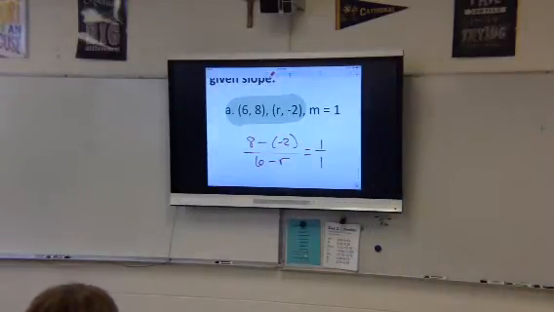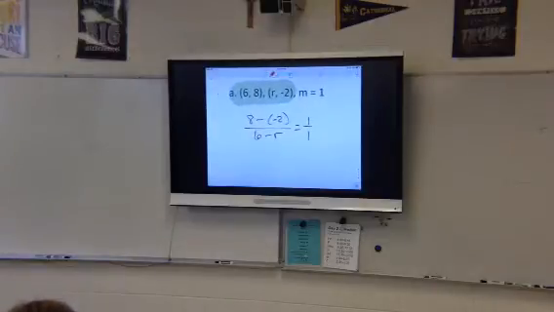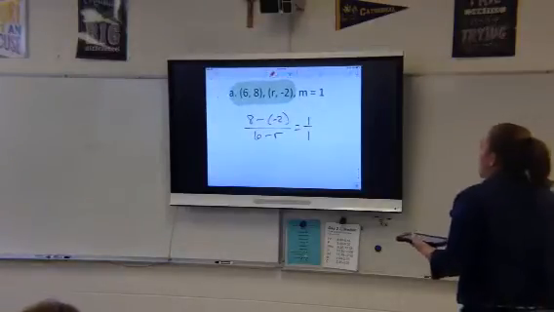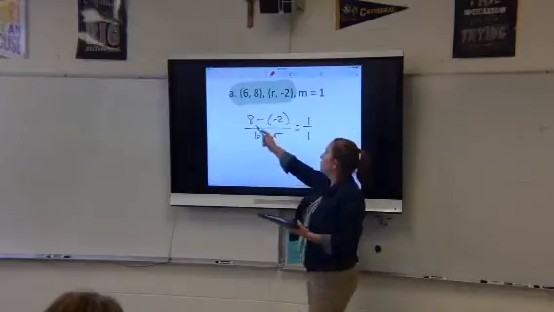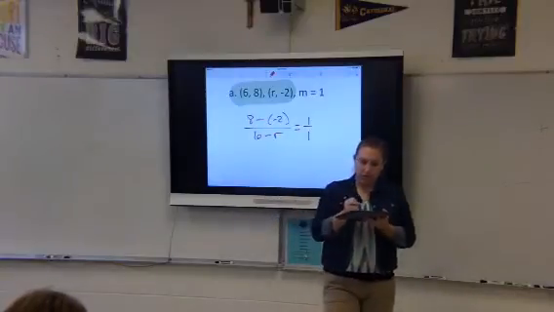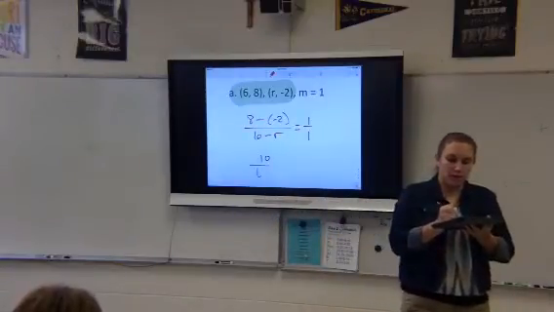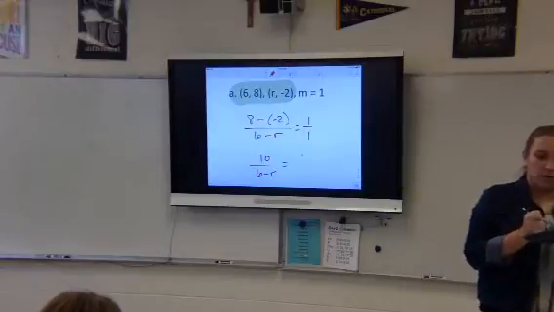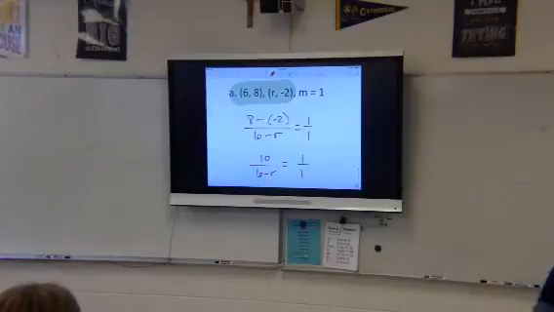Before we do anything, we're going to clean this up. If I look at the top here, 8 minus -2, what do we get there? 10. I'm going to leave the 6 minus r on the bottom, and I'm going to leave the 1 over 1 because I can't clean anything else up.